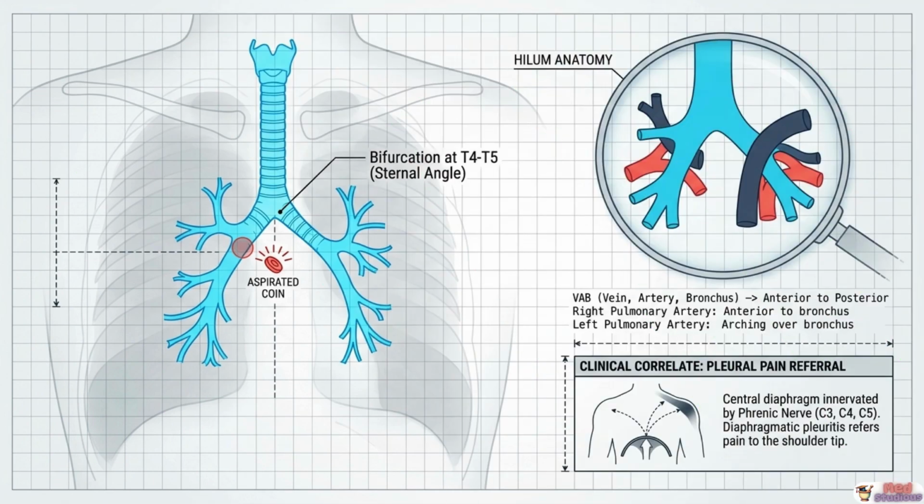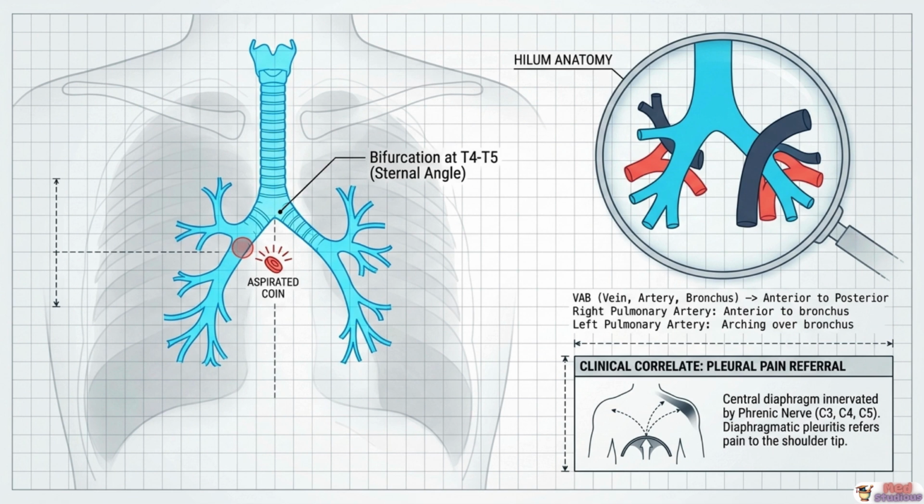The trachea bifurcates at the carina, located at the level of vertebrae T4 to T5, corresponding clinically to the sternal angle, an essential surface landmark. This bifurcation point carries major clinical significance for foreign body aspiration, because the right main bronchus is wider, shorter, and more vertically oriented than the left. Aspirated objects, such as a coin, classically lodge here rather than on the left side.